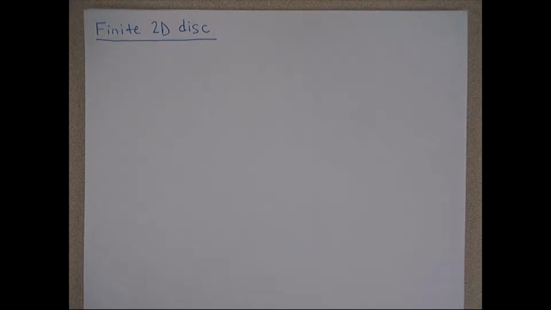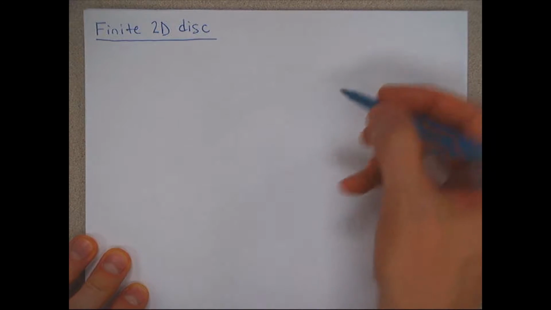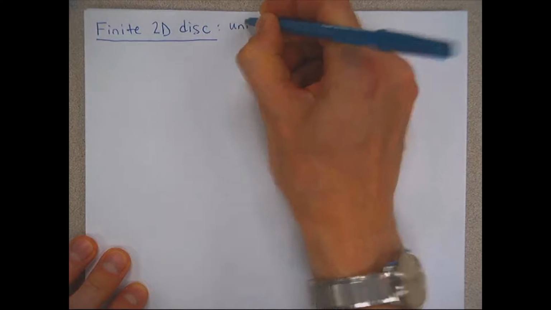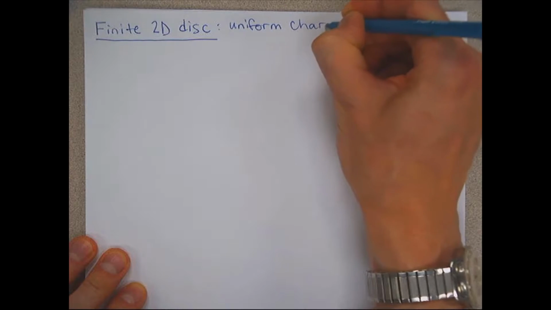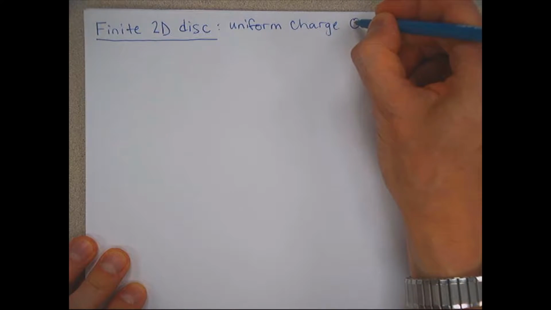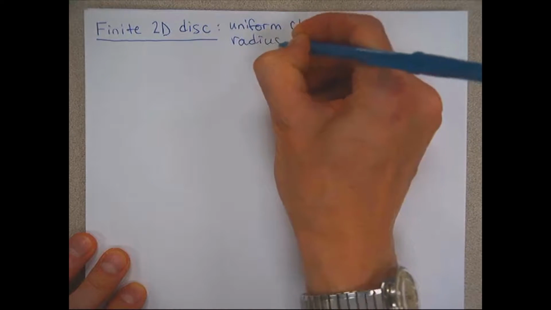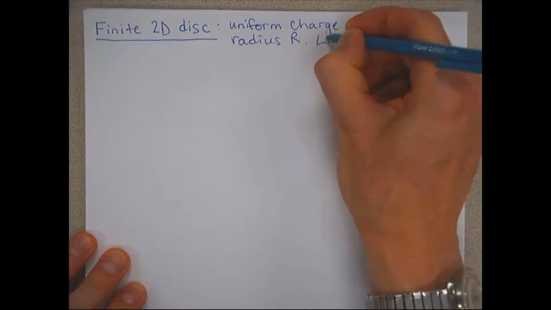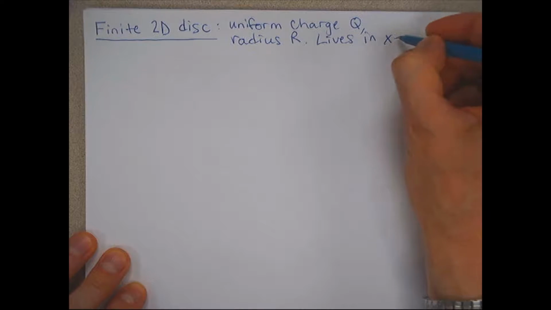We've built up the tools that we need to solve our next problem, which is the finite two-dimensional disk having uniform charge Q and radius R. The disk lives in the XY plane.